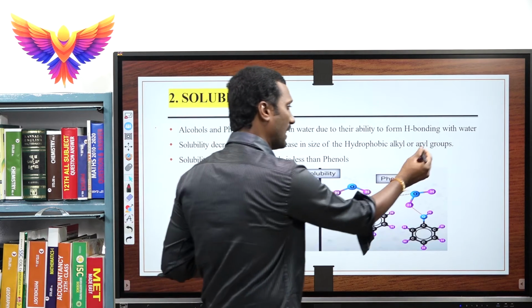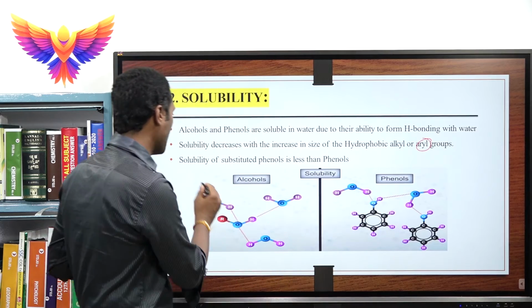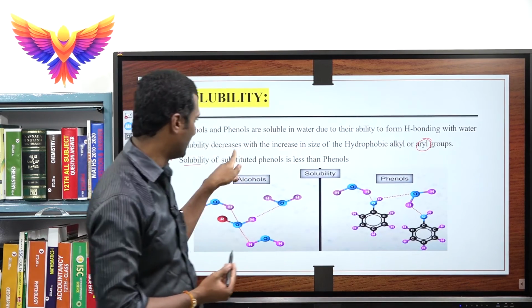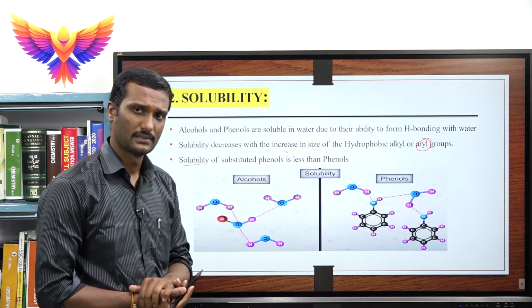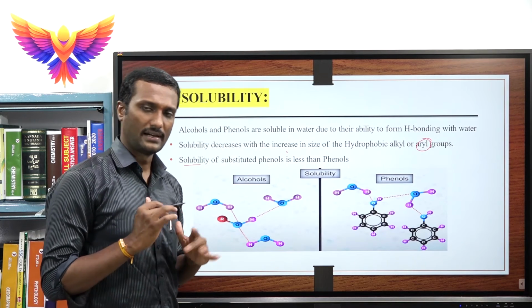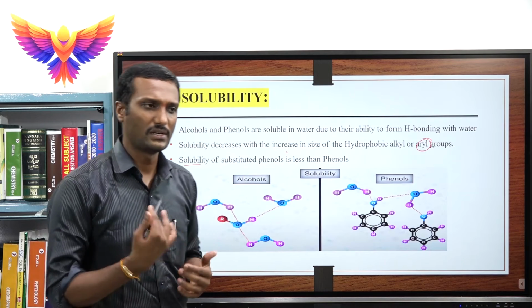Suppose when you increase the aryl group in the phenol, then what happens? Of course, even if you increase the aryl group, the solubility will decrease. So I hope you understood the boiling point and solubility of alcohol and phenol, and what is the reason?